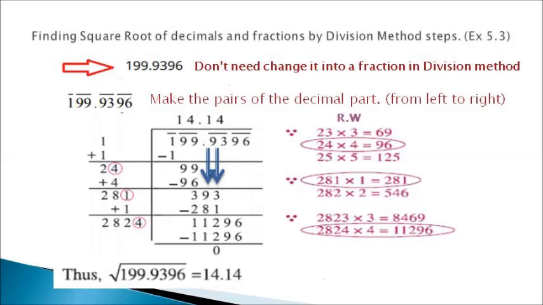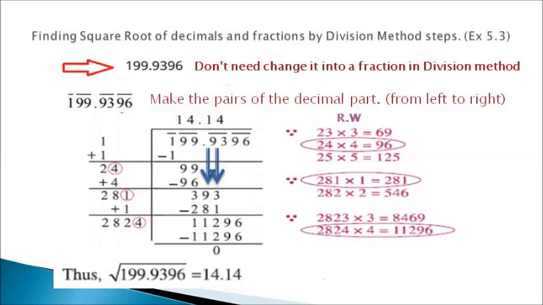1 into 1 gives us 1. We are going to subtract it. 1 minus 1 gives us nothing. We will bring down the next pair, that is 99, and we will choose the second divisor now. As I have already told you, we have to double the divisor. 1 plus 1 gives us 2, and the next number is going to be decided by trial and error.